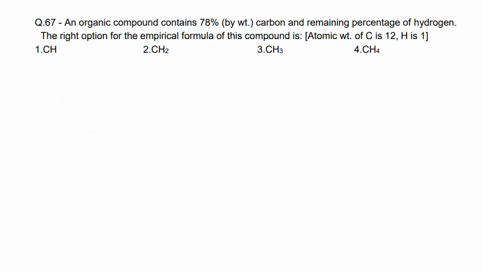Next question number 67. An organic compound contains 78% by weight carbon and the remaining percentage hydrogen. So the right option for the empirical formula of this compound is? Empirical formula calculation, we all know it. So just follow that calculation part, and we'll get the answer, option 3.